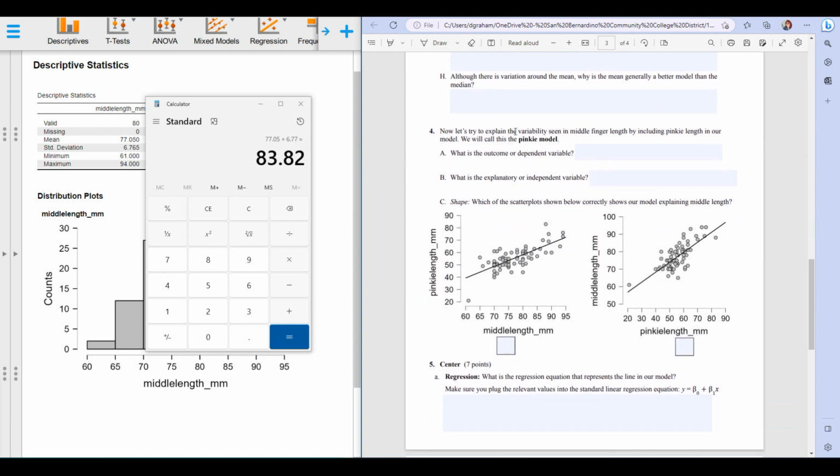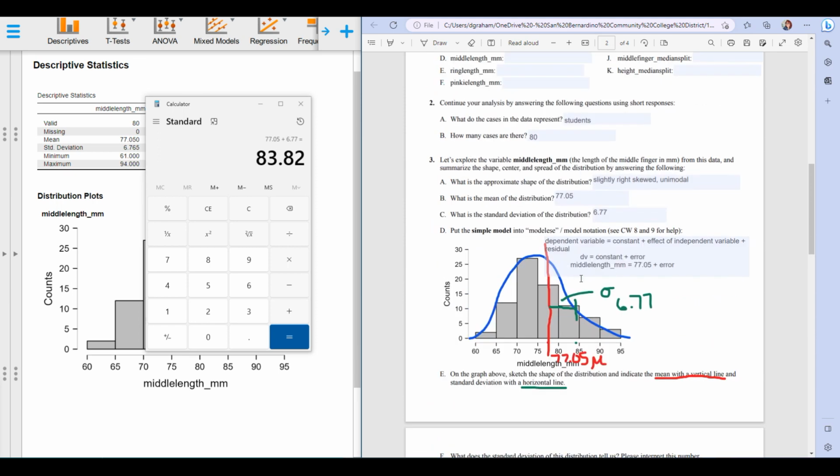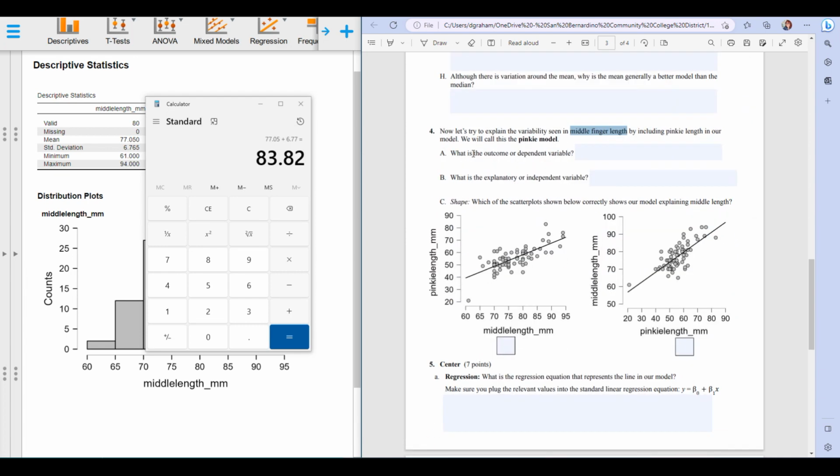Now, let's try to explain the variability seen in finger length, middle finger length, right? This is the variable we've been examining by including pinky length in our model. Okay, so middle finger length, remember, is representing our DV in this case. So what is the outcome or dependent variable? That's going to be our middle finger length. And we're including pinky length in our model as the independent variable, right? That's something that we think is helping us to predict or explain the differences we see in middle finger length. So this will be pinky finger length.